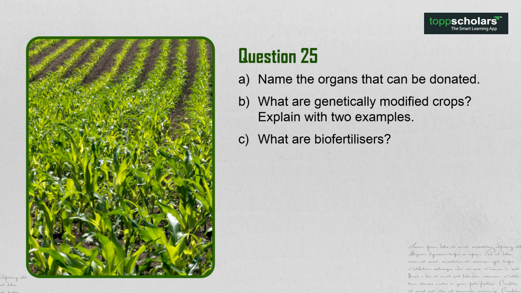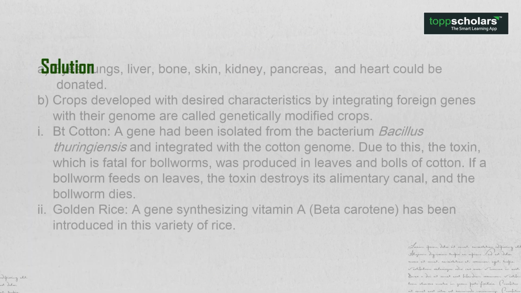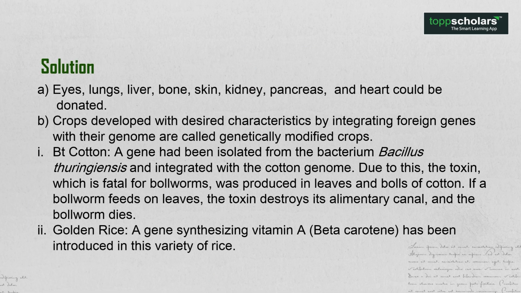Question 25. A. Name the organs that can be donated. B. What are genetically modified crops? Explain with 2 examples. C. What are biofertilizers? The correct answer is A. Eyes, lungs, liver, bone, skin, kidney, pancreas and heart could be donated.